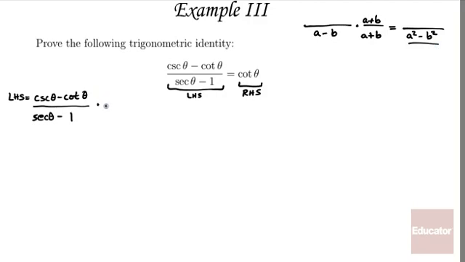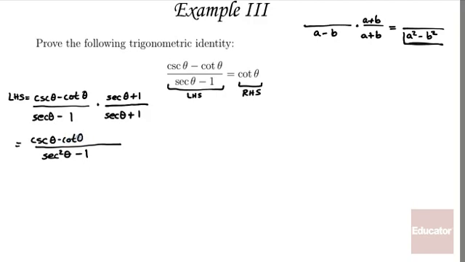We're going to multiply, since we have secant theta minus 1 in the denominator, by secant theta plus 1. And so what that turns into in the denominator is this a squared minus b squared form, so secant squared theta minus 1. The numerator really doesn't have anything very good happening yet: cosecant theta minus cotangent theta, quantity times secant theta plus 1.